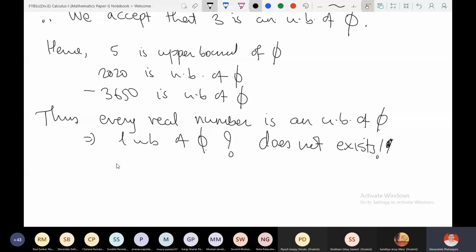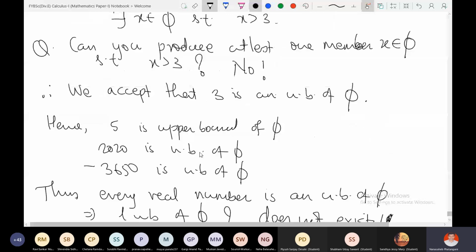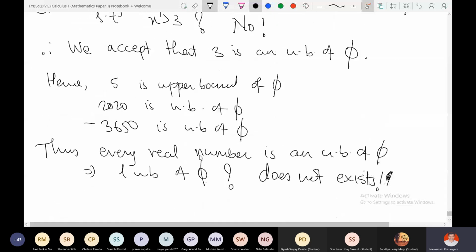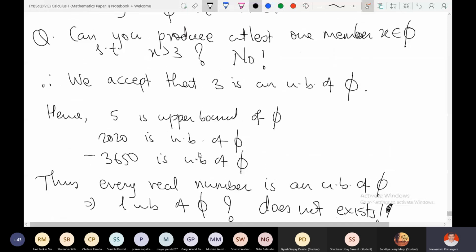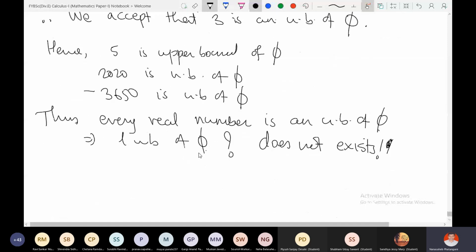Similarly, for the infimum of the empty set, every real number is a lower bound, and so the greatest lower bound does not exist. Therefore, for the empty set, supremum and infimum do not exist. So for the empty set it doesn't make sense to talk about supremum and infimum. That's why we are avoiding empty sets. Is it clear now?